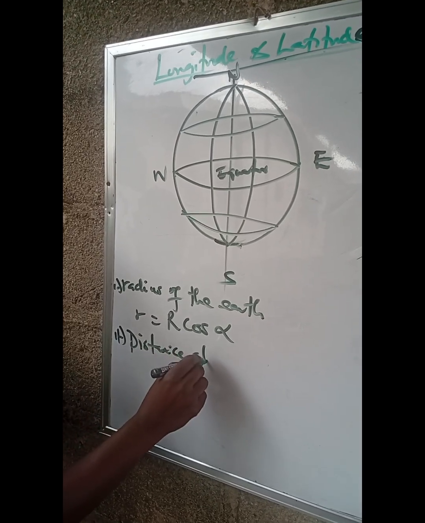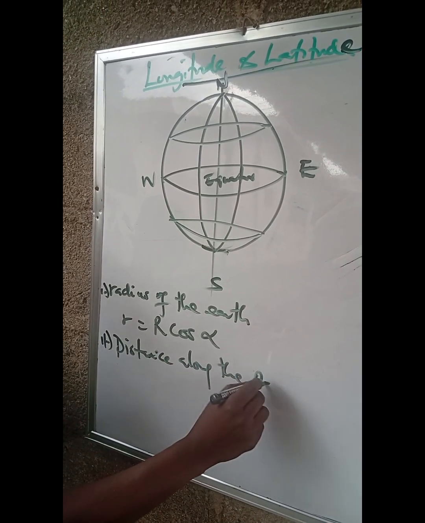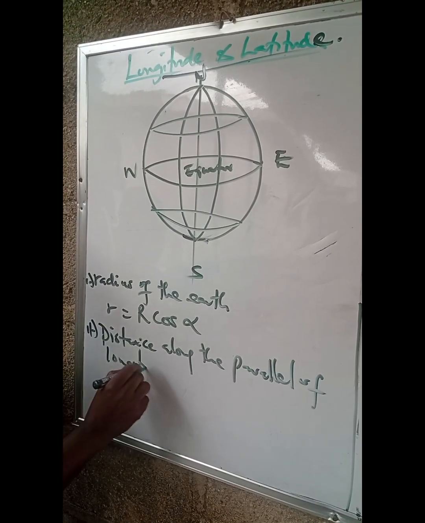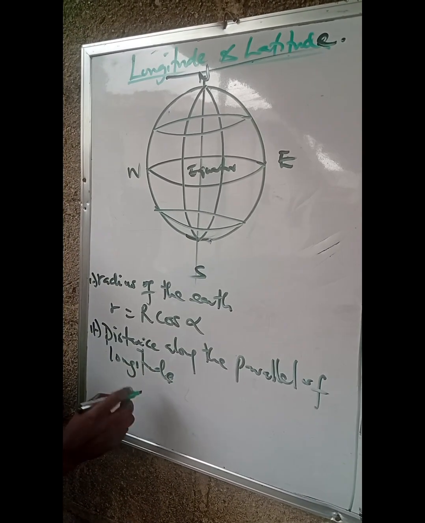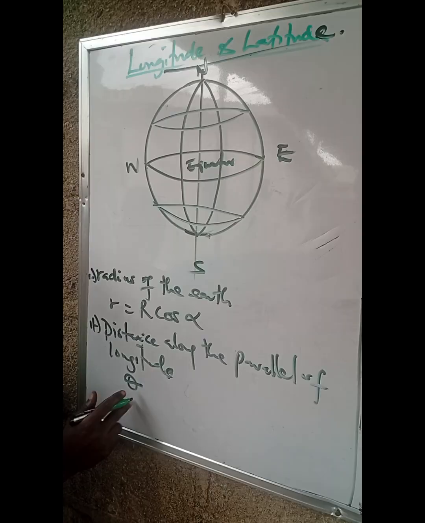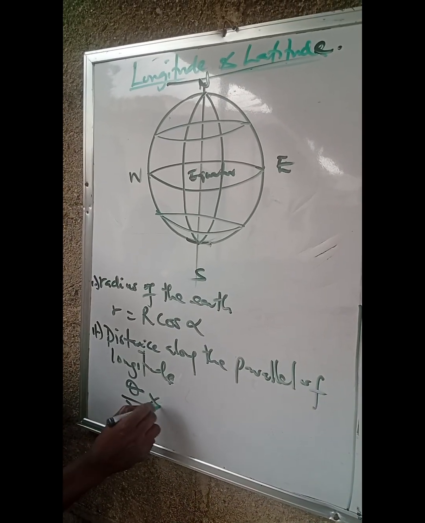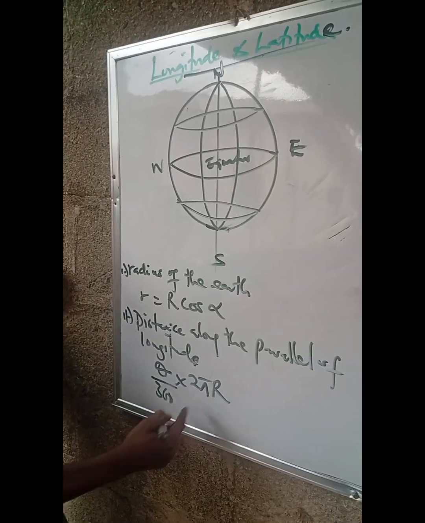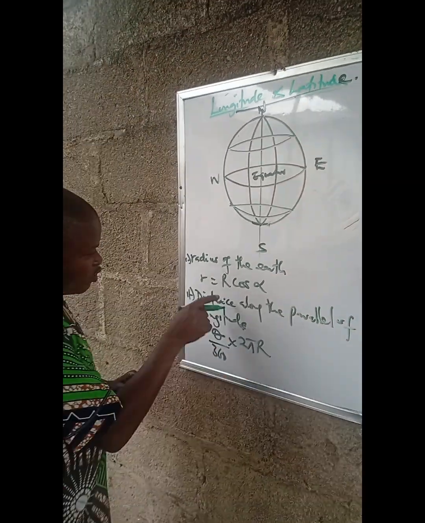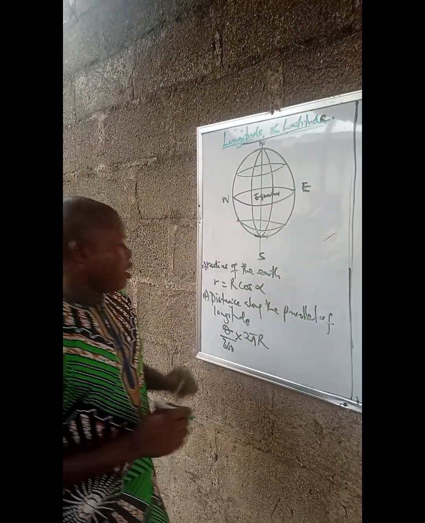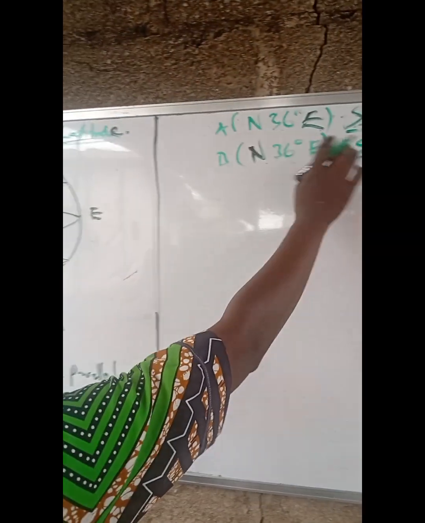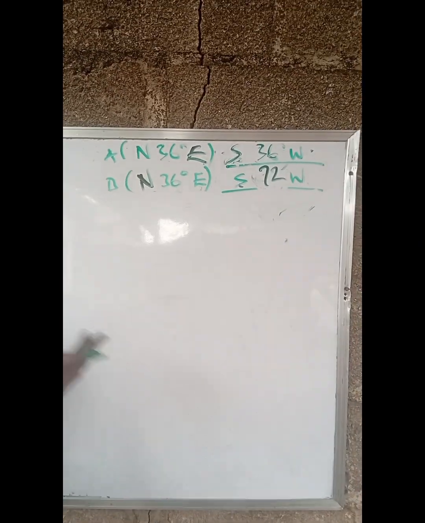Distance along the parallel of longitude. Now let's take this one. How does the formula look like? It means you have theta over 360 times 2 pi r, which is the big R. I will explain the difference between small r and big R. Now, if you check the question here, we are going to use it to calculate the whole thing. We just do the introduction.